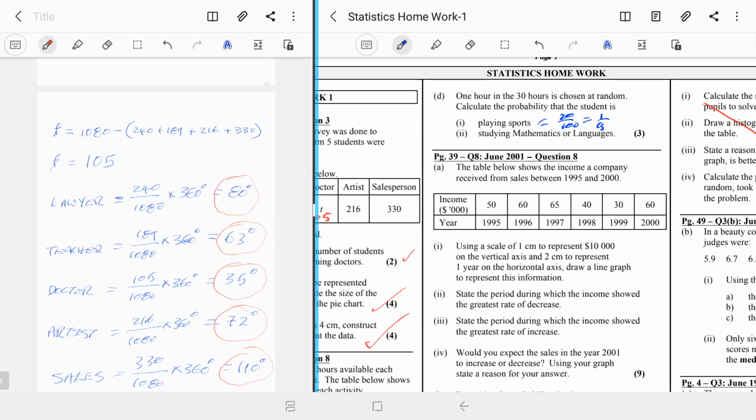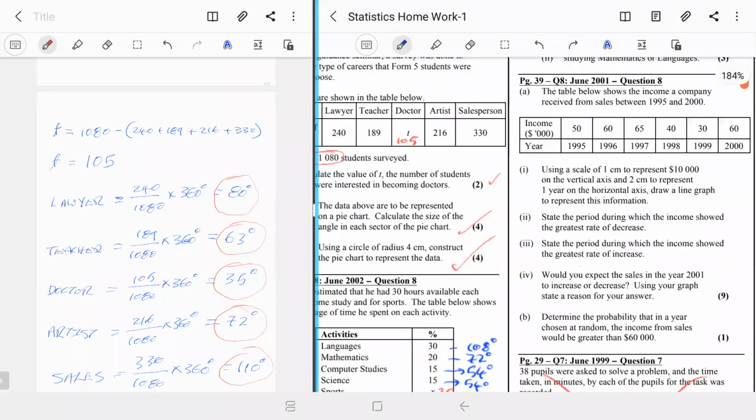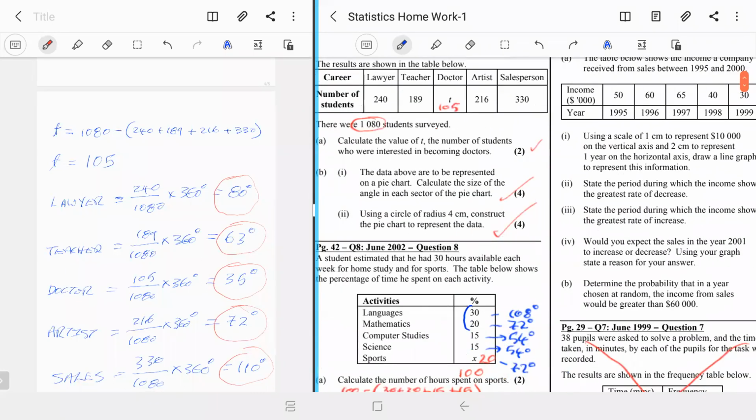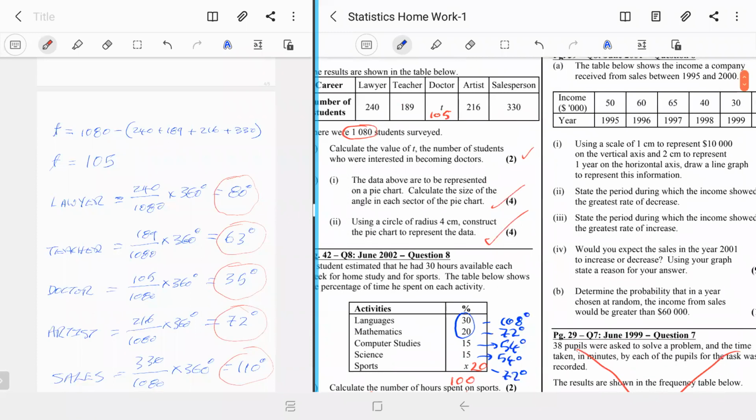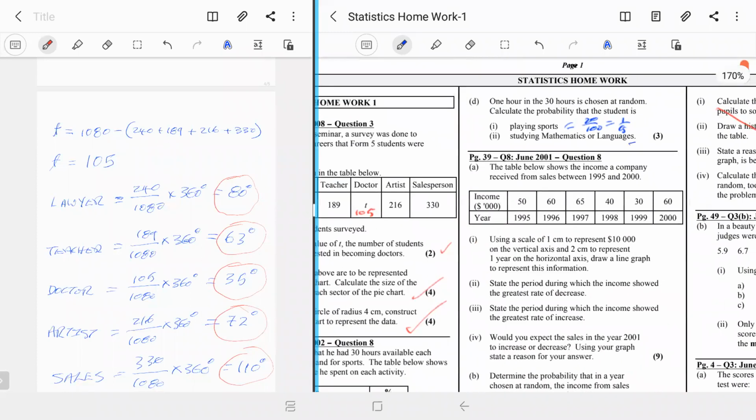Probability that the person is studying math or language. Math or language means that you have to add the math and the language. So if you study math or language, then that's 50 out of 100. The probability that you study math or language, the "or" means that you have to add them, one or the other. That will be equal to 50 over 100, or 0.5, or half.